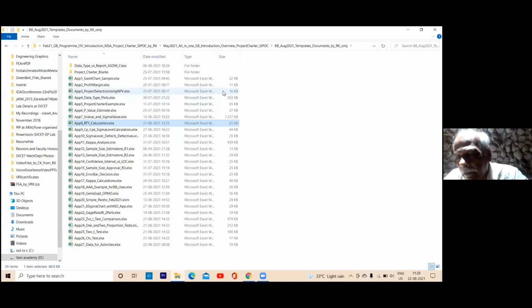Do you want to go for qualitative or quantitative data? Qualitative. Qualitative means defects, which are proportions: how many defects there are out of the total. That is per million, that is DPMO. That is what we are saying. So we'll go for app 10.